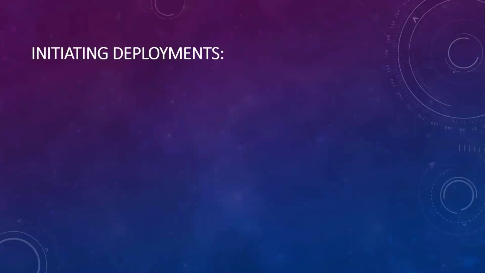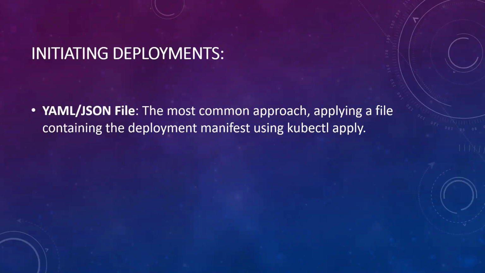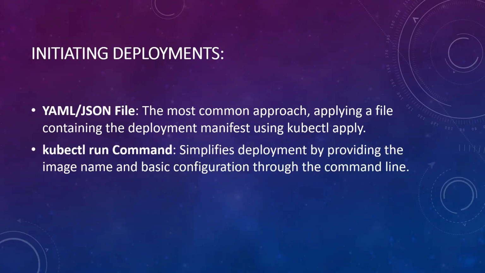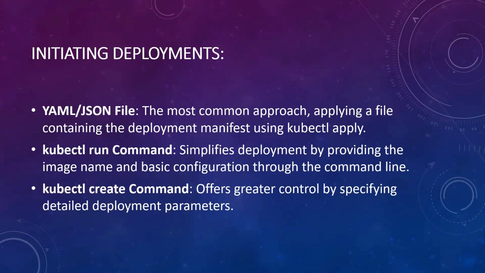So, initial deployments: how do you deploy your applications? There are multiple ways. Either you use a YAML or JSON file, and the most common approach is applying the files containing the deployment manifest using kubectl apply. Or you may run a kubectl run command, which simplifies deployments by providing the image name and basic configuration through the command line. Or you may use the kubectl create command, which offers greater control by specifying details about deployment parameters like the replica set and so on, right?